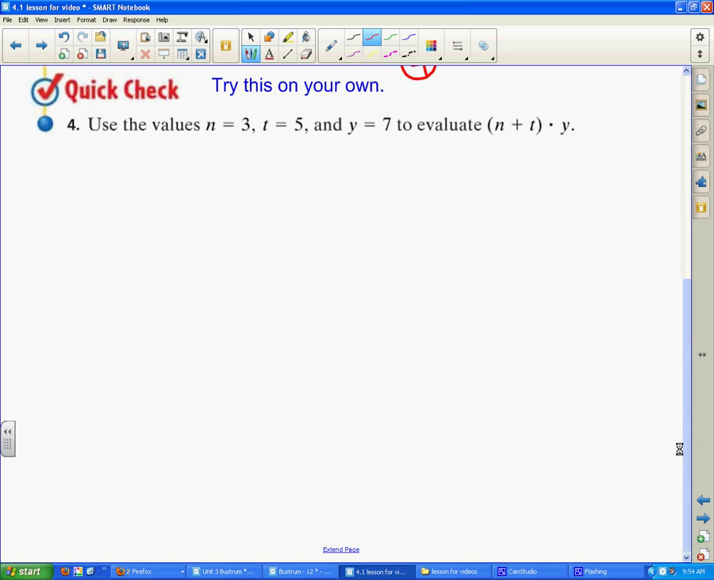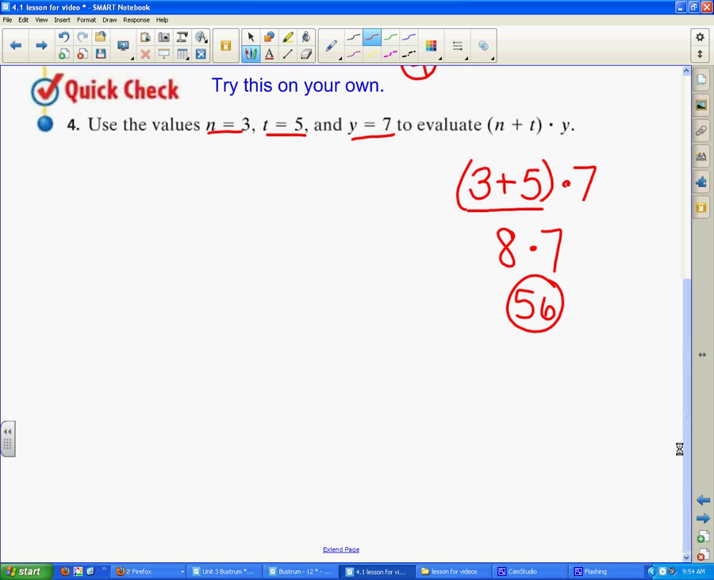All right. So when we look at this problem, same thing as above. n is 3, t is 5, and y is 7. And we'll substitute these into the algebraic expression. So we have 3 plus 5, it's in parentheses, times 7. So the first thing we do is the parentheses. 3 plus 5 is 8. 8 times 7 is 56.